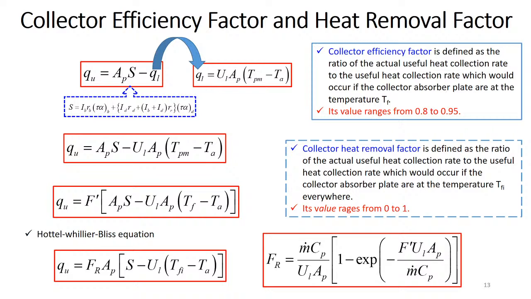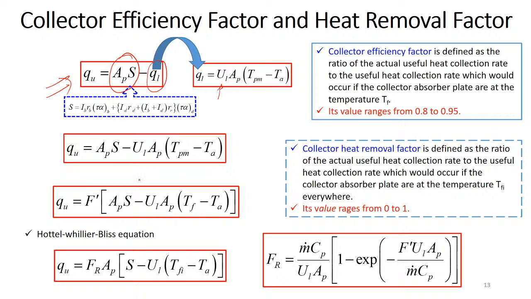So these are the equations involved, and then what is collector efficiency factor, what is collector heat removal factor, these are defined just for your understanding of how we have done the calculation. So QU is the useful heat gain, and this is the amount of solar flux absorbed in the absorber plate, and this is the amount of losses. And QL can be represented in terms of loss coefficient, which is nothing but overall loss coefficient, UL.